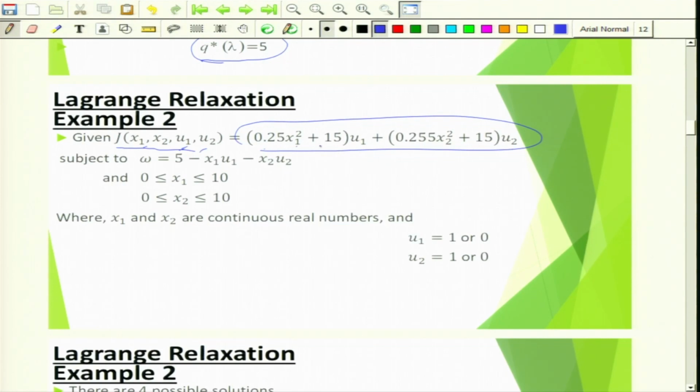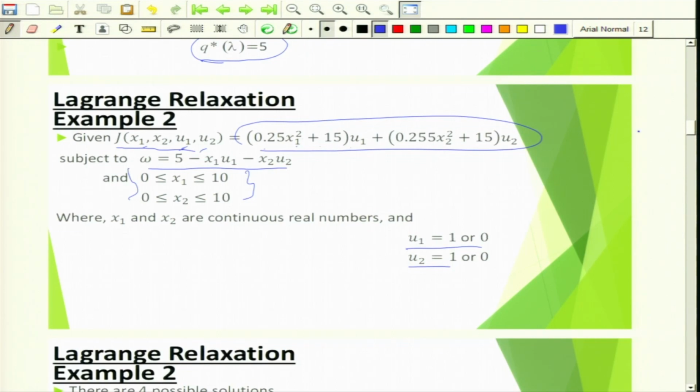0.25 x1 square plus 15 into u1 plus 0.255 x2 square plus 15 into u2, where omega is equal to 5 minus x1 u1 minus x2 u2. This is a constraint, and there are other limits given, where x1 would be within the limit 0 to 10 and x2 is also within the limit 0 to 10. x1 and x2 are continuous real numbers and u1 and u2 are binary numbers, either 1 or 0.